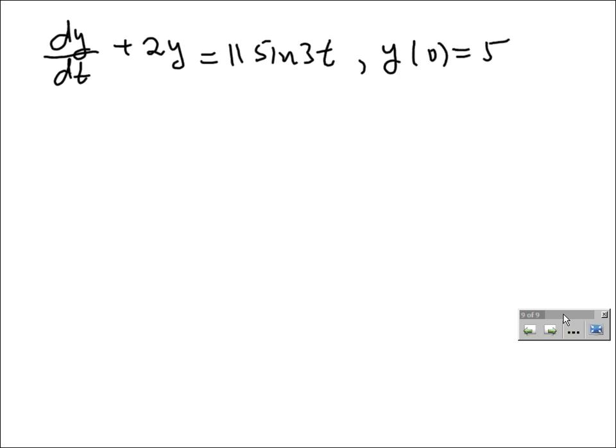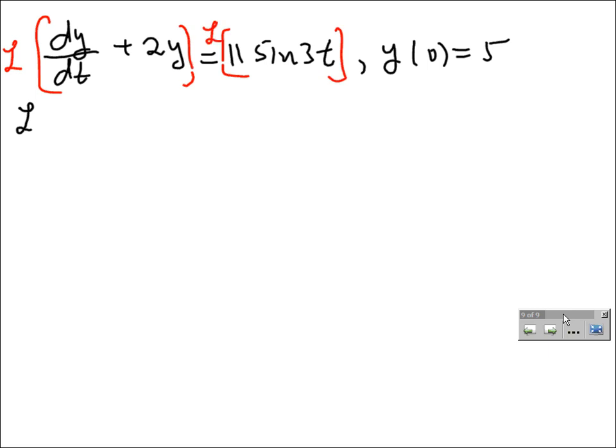So now let's work out a quick problem. We're going to solve a differential equation now using Laplace transforms and inverse Laplace transforms. It's going to be very cool. We have dy/dt plus 2y is equal to 11 sine 3t, and y of 0 is 5. So I'm going to take the Laplace of both sides. I'm going to take the Laplace of the left side and the Laplace of the right side.